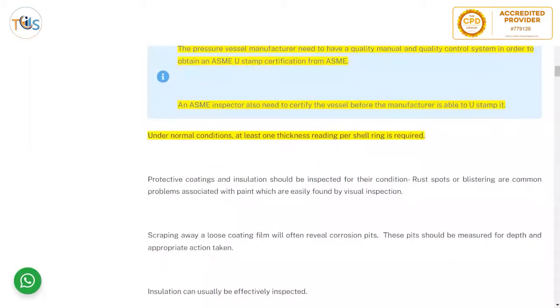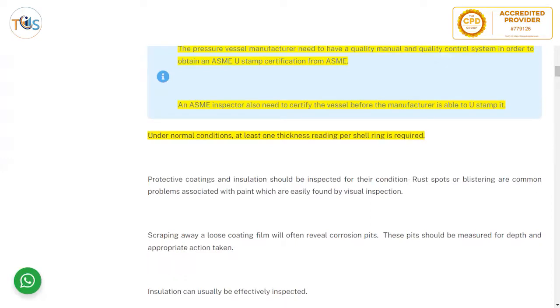The pressure vessel manufacturer needs to have a quality manual and a quality control system in order to obtain an ASME U stamp certification from ASME, the American Society of Mechanical Engineers. An ASME inspector also needs to certify the vessel before the manufacturer is able to U stamp it. So there are two requirements here. One is that the manufacturer should be an ASME U stamp holder, and for that they need to have a quality manual and quality control system and be audited and awarded the ASME U stamp certification.